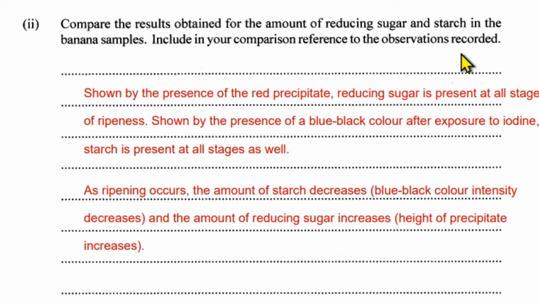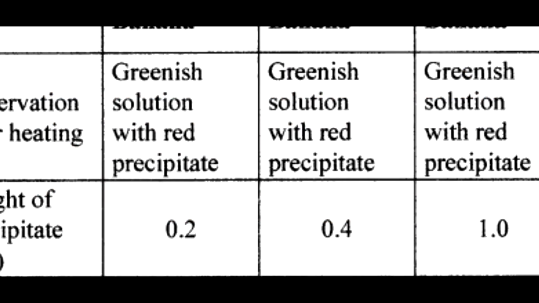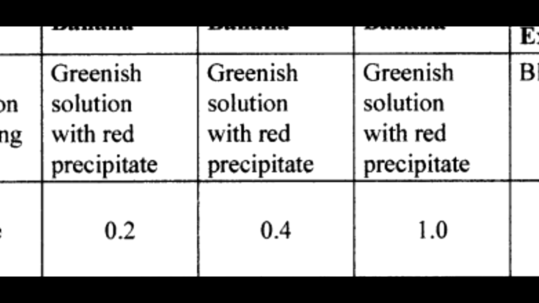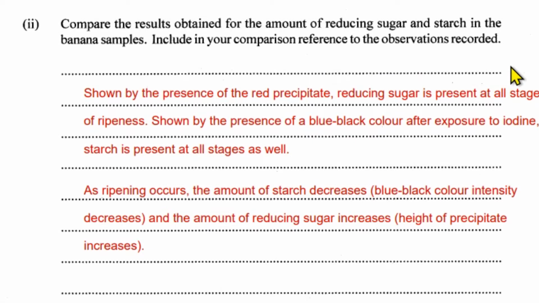So I just spoke about it, and I'll put up the table so you can see what I'm talking about. It says, shown by the presence of the red precipitate, reducing sugar is present at all stages. This is true because as you can see, aside from the control, there is the presence of a precipitate at all stages, just not the same amount. So that means that there is reducing sugar in all of them.